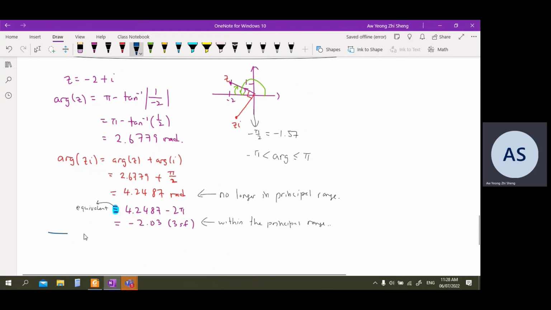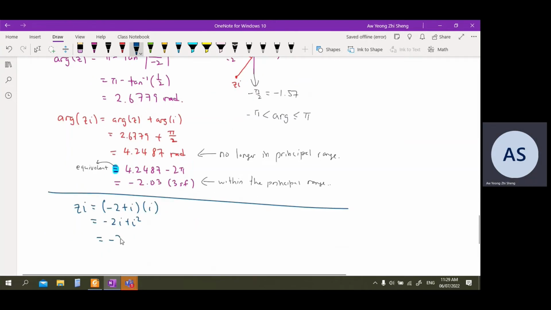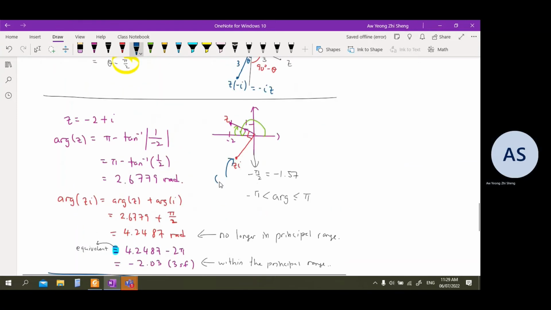And just to convince you that our Argand diagram that we obtained by rotating by 90 degrees is actually correct, let me just calculate zi using the traditional way. zi will be minus 2 plus i times i. That is minus 2i plus i squared. i squared is negative 1, so that is minus 2i minus 1. I rewrite as minus 1 minus 2i. Okay, so the point representation should be negative 1, negative 2. And so if you look at quadrant 3 then, it makes sense for this point to be in quadrant 3 because both the x and y coordinates are negative.